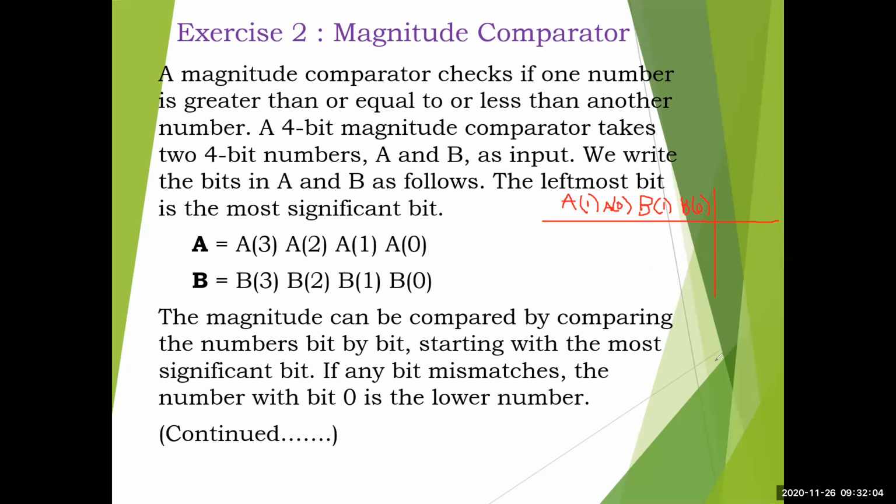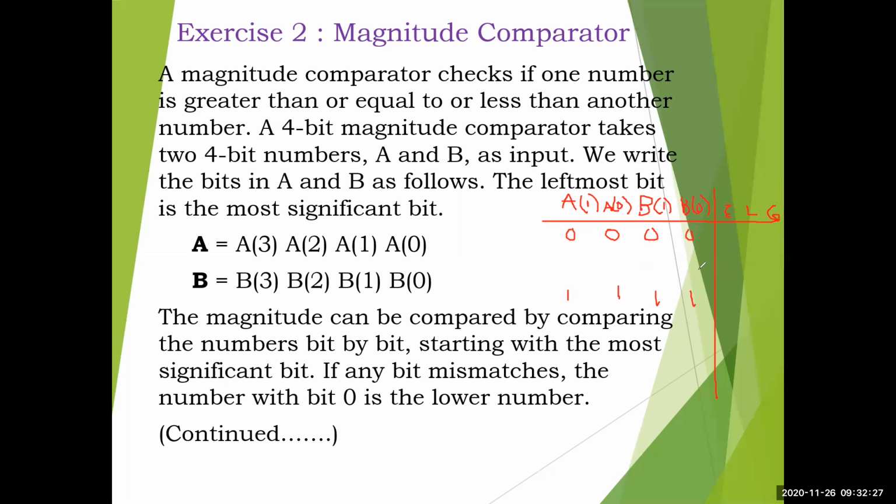Now you have the truth table the same way, with equal, less than, and greater than, three outputs. How many combinations now? Because of the 2-bit magnitude comparator, 2 to the power 4, 16 combinations came: 0 0 0 0 up to 1 1 1 1. I will not write everything, just giving you an idea. Till here you have to compare.